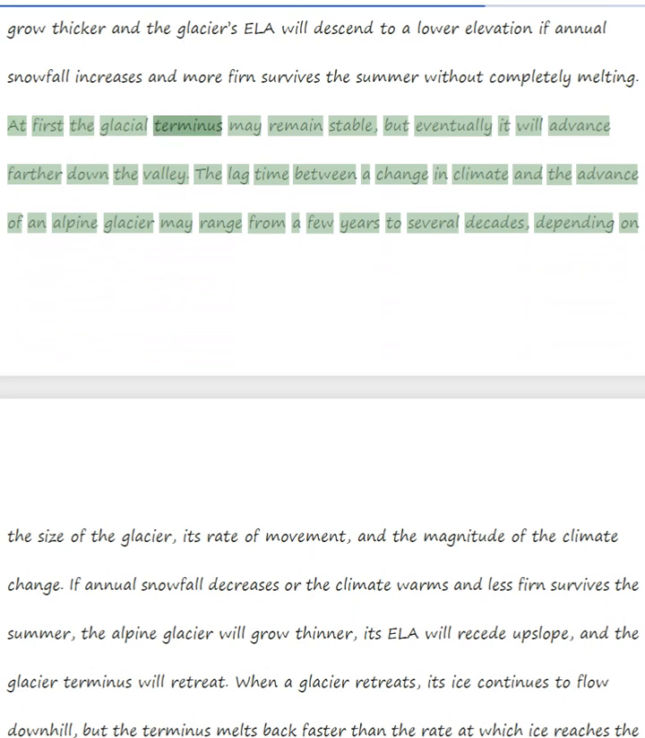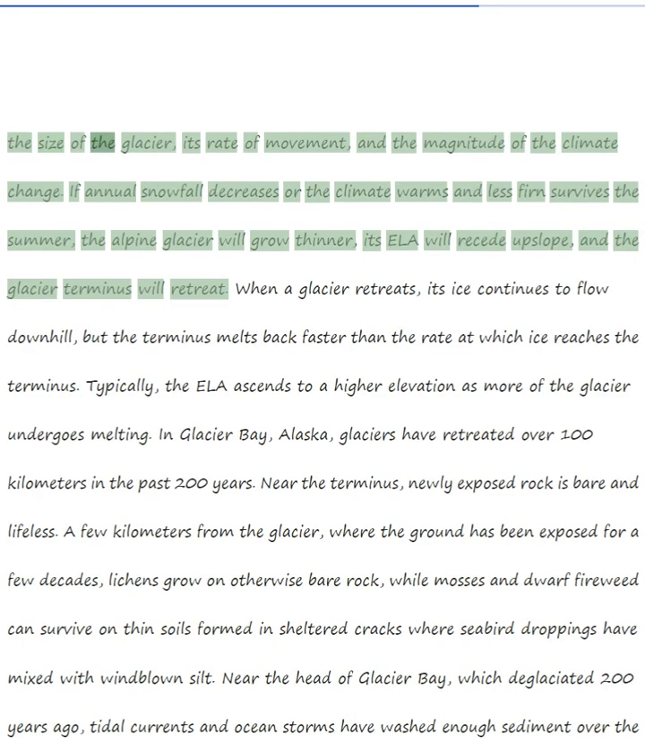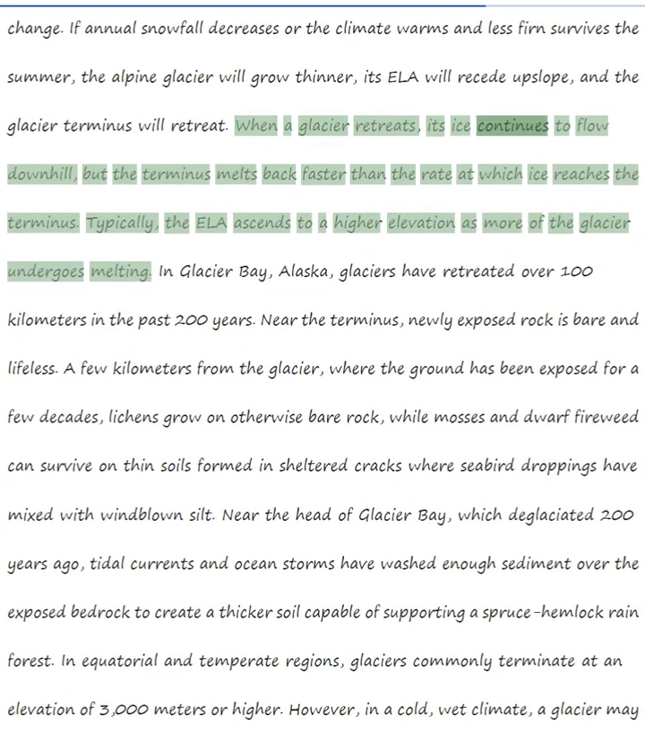At first the glacial terminus may remain stable, but eventually it will advance farther down the valley. The lag time between a change in climate and the advance of an alpine glacier may range from a few years to several decades, depending on the size of the glacier, its rate of movement, and the magnitude of the climate change. If annual snowfall decreases or the climate warms and less firn survives the summer, the alpine glacier will grow thinner, its ELA will recede upslope, and the glacier terminus will retreat. When a glacier retreats, its ice continues to flow downhill.